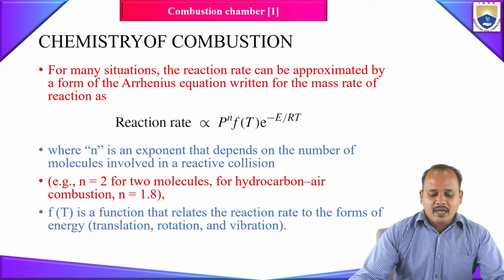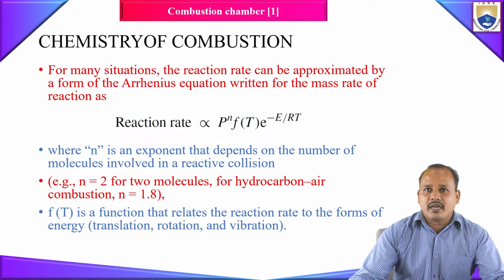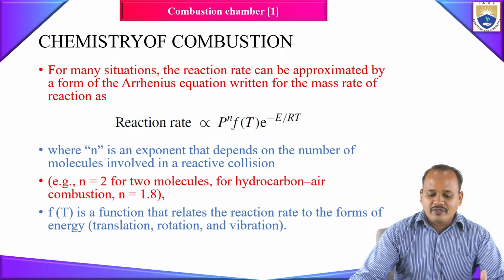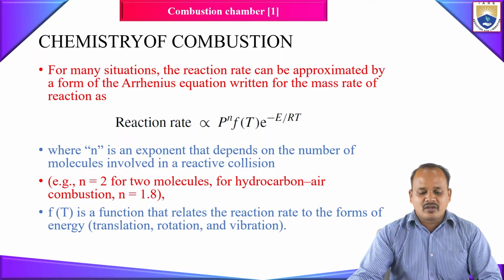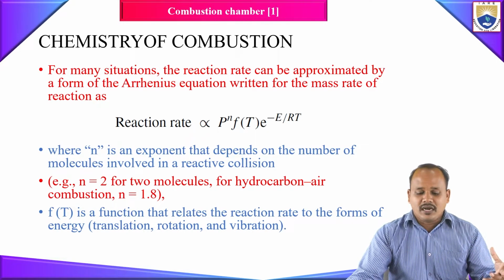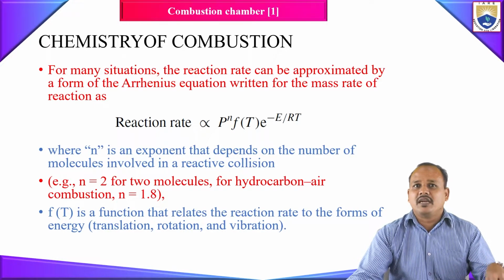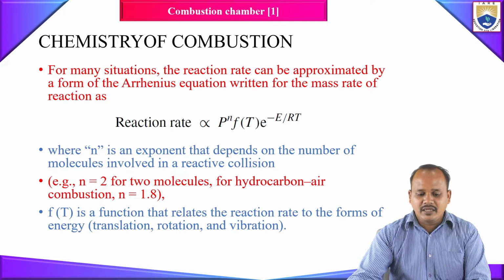That is constant, and f of T depends on the temperature of your flow. The random motion of your molecules will change, that is, your molecules will either translate, rotate, or vibrate. So f of T is a function of temperature, and P is the pressure. The remaining terms, E is the energy available and R is the universal gas constant, are basically constant. So you could say your reaction rate is directly proportional to the pressure and the temperature. Higher pressure and higher temperature inside your combustion chamber result in a high reaction rate, meaning you will easily have the combustion process.